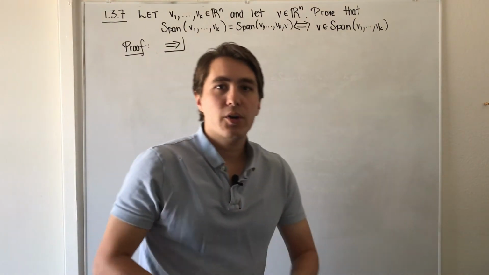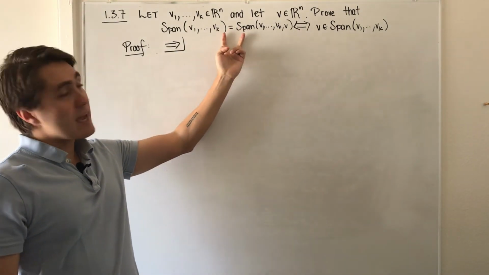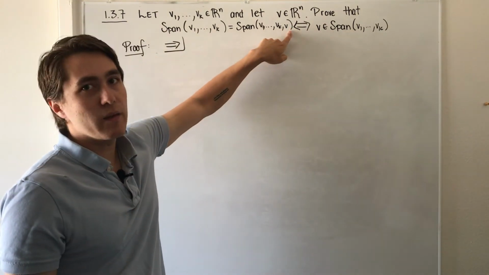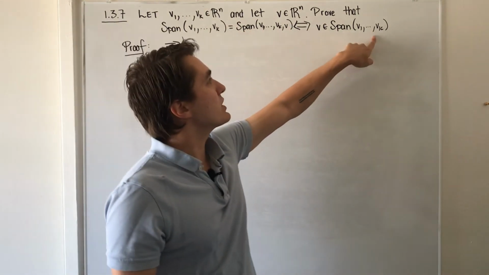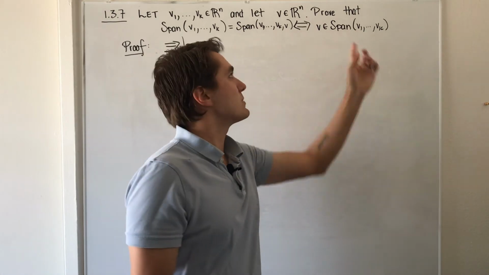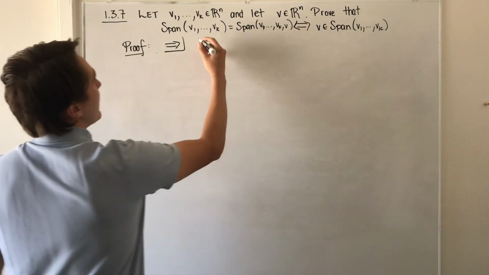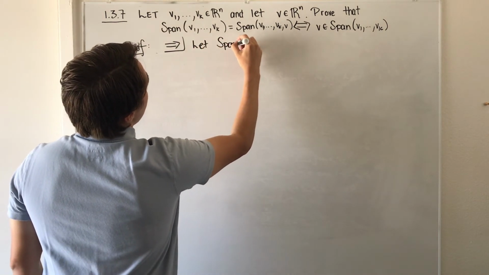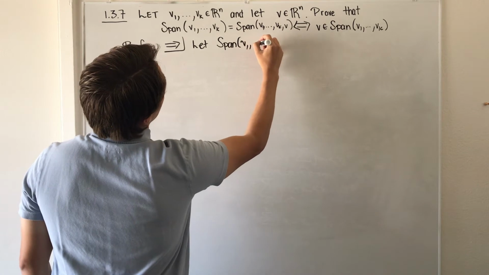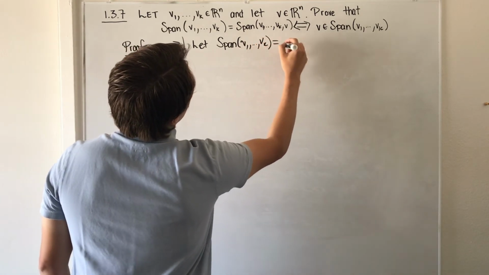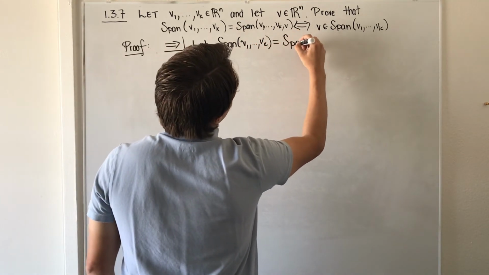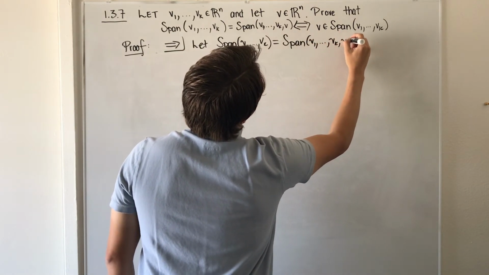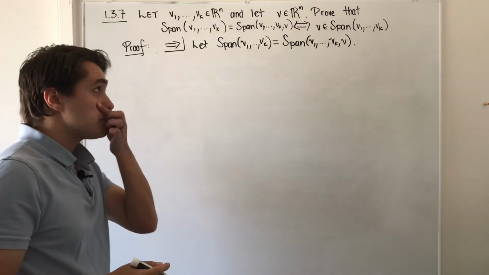OK, so now we're going to prove that assuming that the spans are the same, that means that this extra v here that we threw into the span is really just an element of the previous set, the span of v1 through vk. So to that end, let the span of v1 through vk equal the span of v1 through vk, and throw in that extra v.